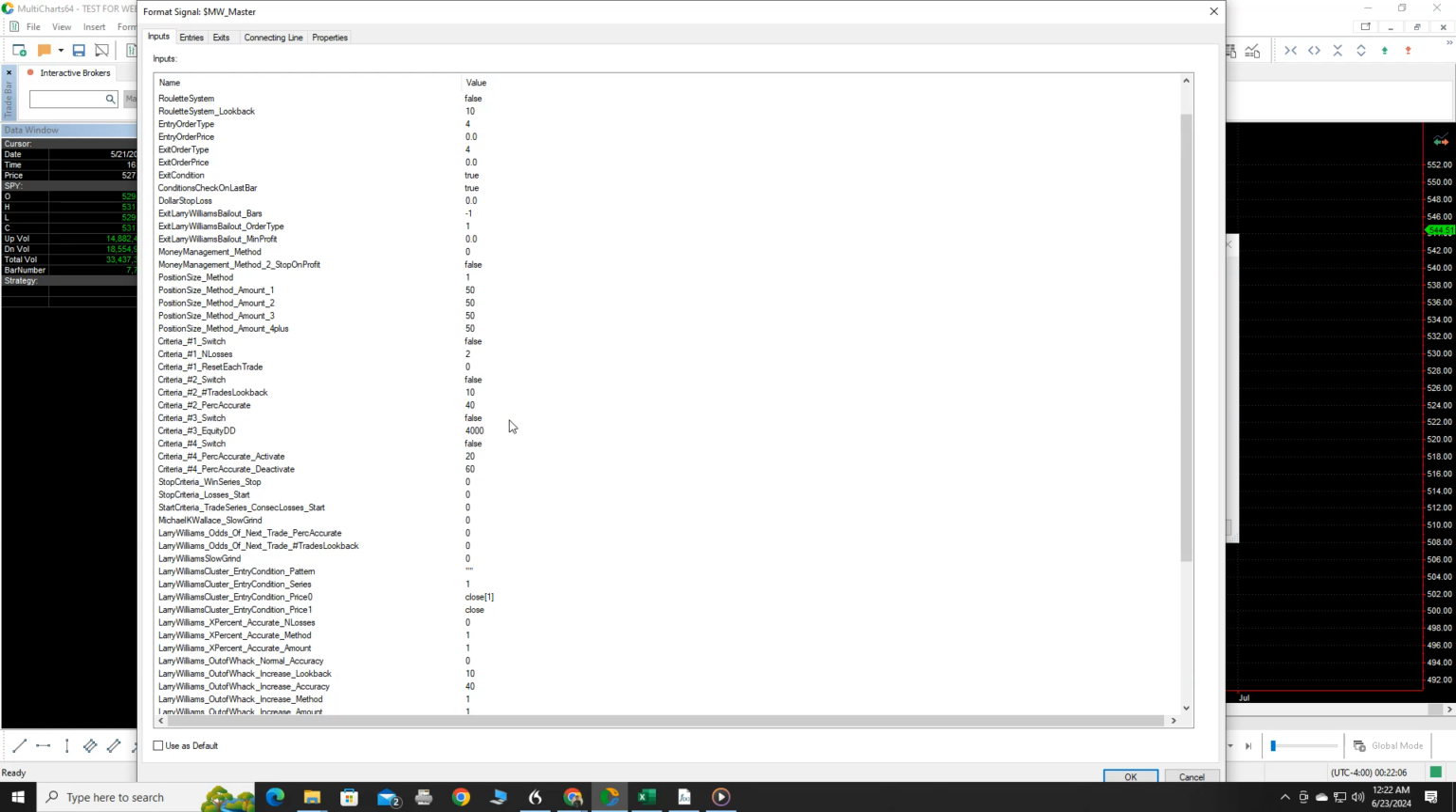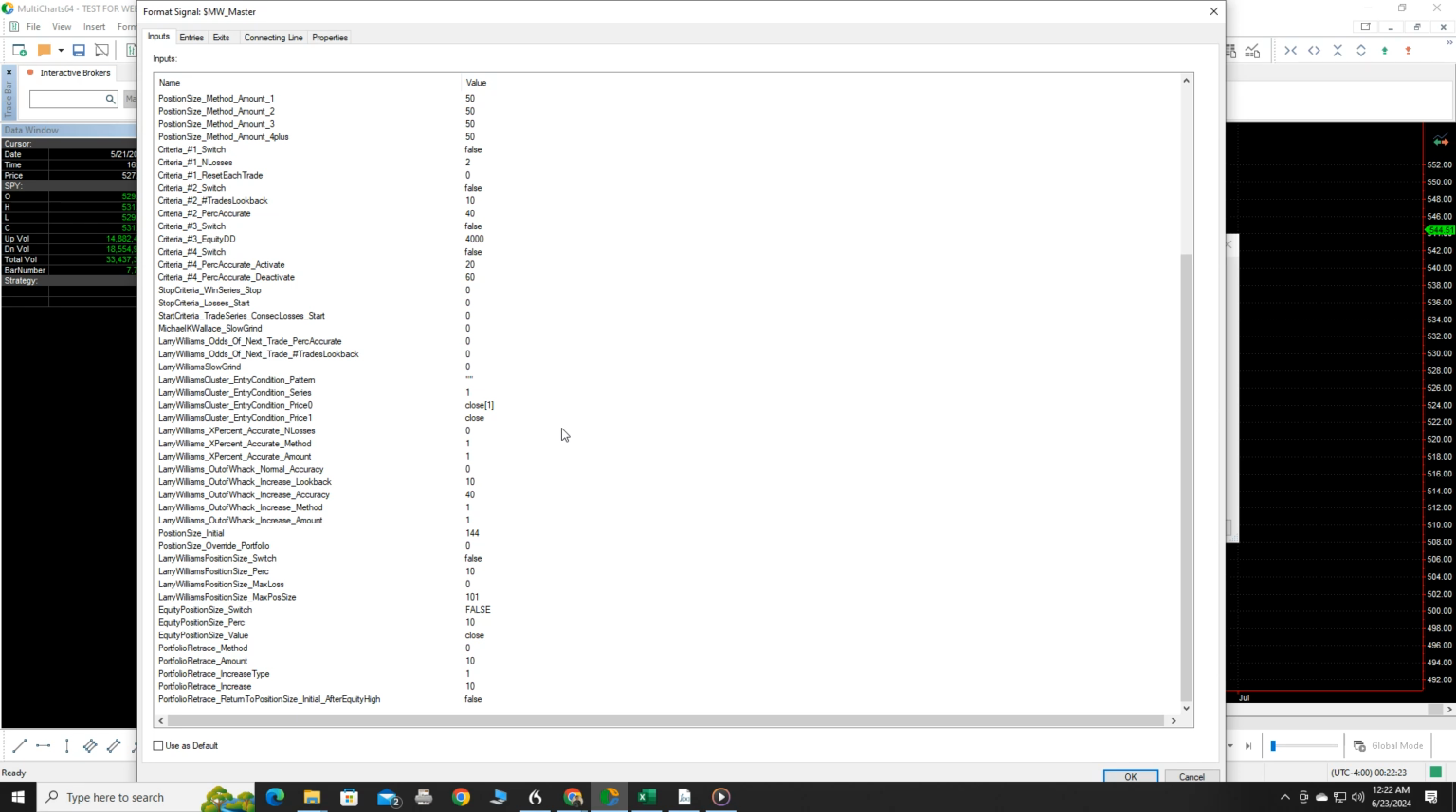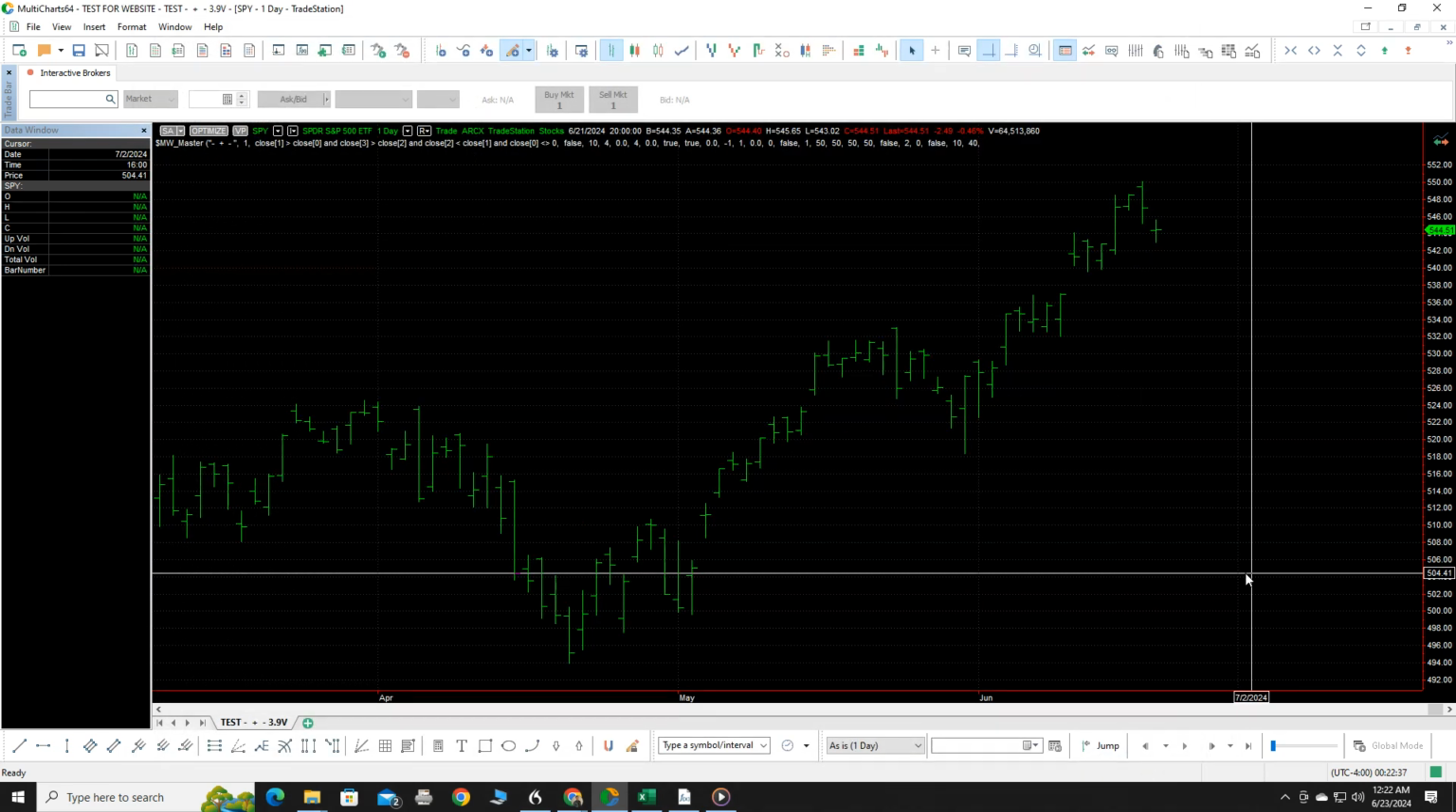Now, if you go up, you'll notice on criteria 2 there's your look back period, 10. Even though this is set to false, it's still relevant in criteria 2 as it applies to activate and deactivate in criteria 4. Okay, so we're going to set that to true. And here we go. Let it calculate.